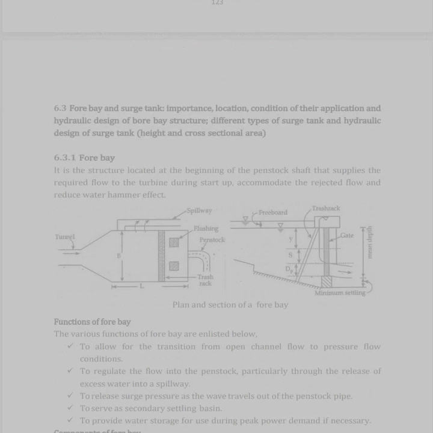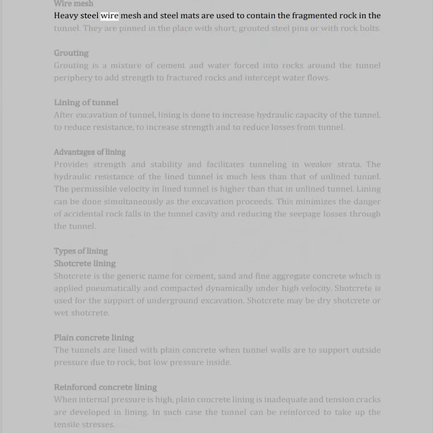Wire mesh. Heavy steel wire mesh and steel mats are used to contain the fragmented rock in the tunnel. They are pinned in place with short, grouted steel pins or with rock bolts. Grouting. Grouting is a mixture of cement and water forced into rocks around the tunnel periphery to add strength to fractured rocks and intercept water flows.